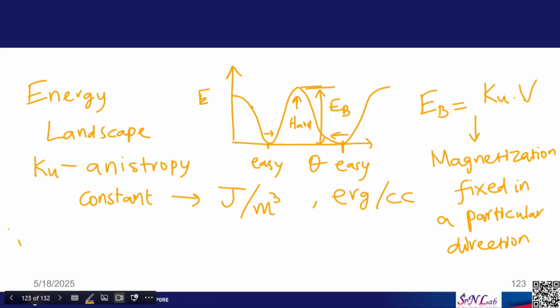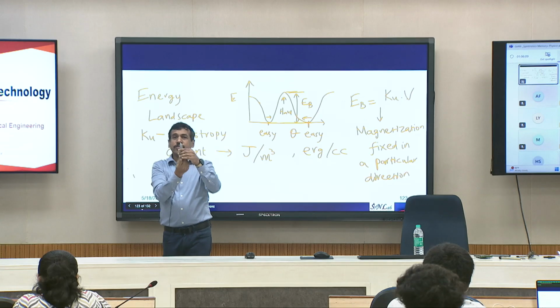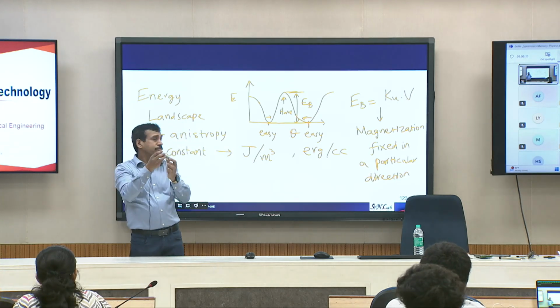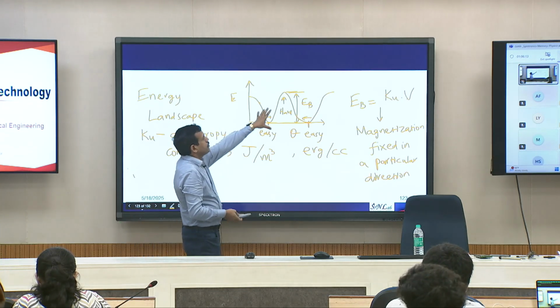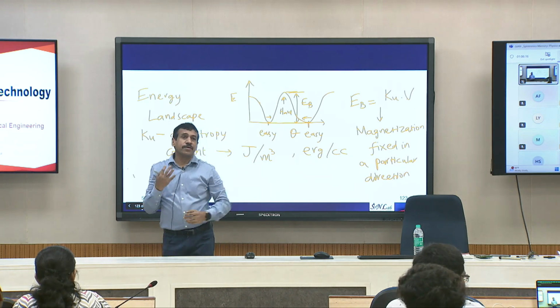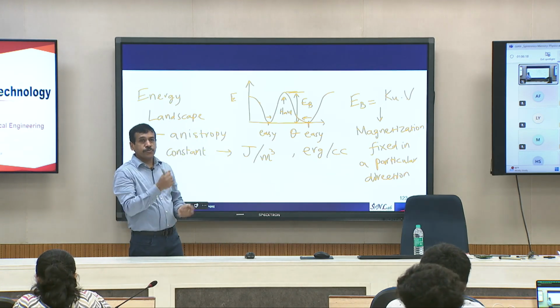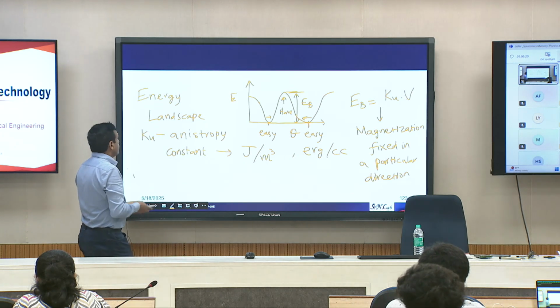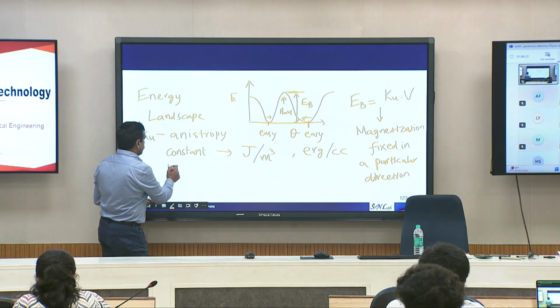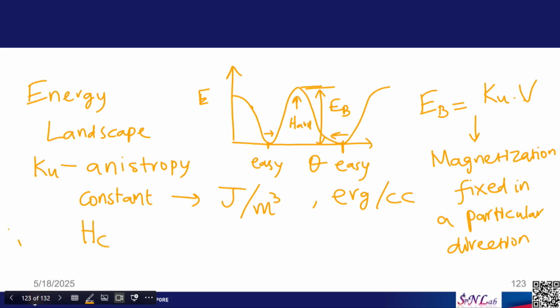Okay, so if this energy barrier is small, you can easily change the polarity from north to south. If this barrier is very large, then you have to supply a large amount of energy to switch the magnetization. So, the coercivity of the material, for example, depends on the KUV. So, what makes a material hard or soft? Basically, the anisotropy constant.